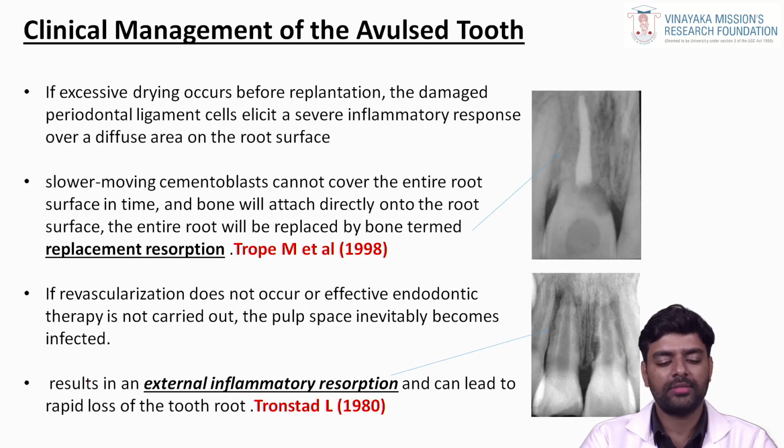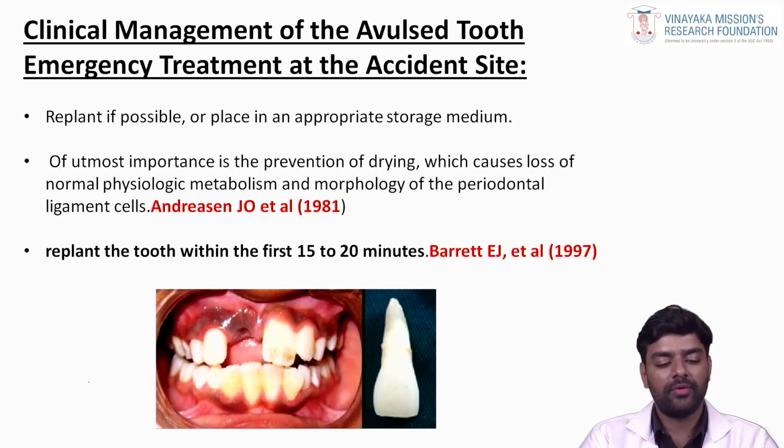If revascularization does not occur or effective endodontic therapy is not carried out, the pulp space inevitably becomes infected. So the result is external inflammatory resorption and rapid loss of the tooth root. Clinical management of avulsed tooth: emergency treatment at the accident site. Replant if possible or place in an appropriate storage medium.